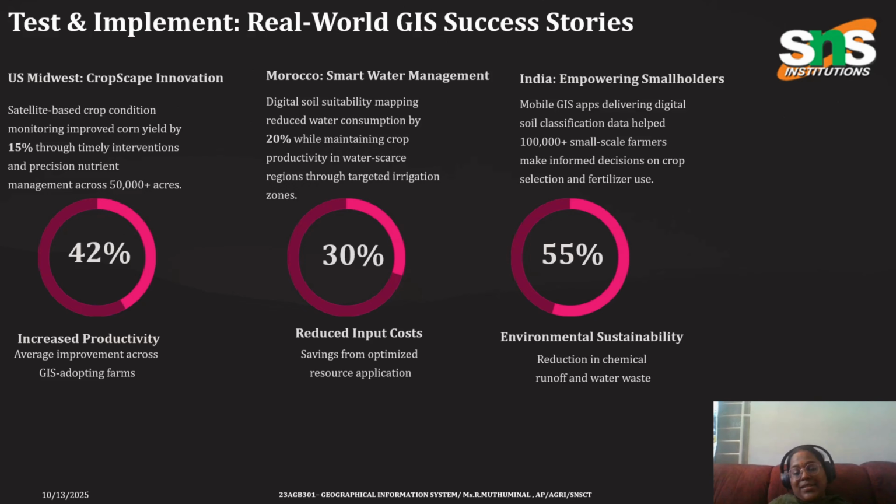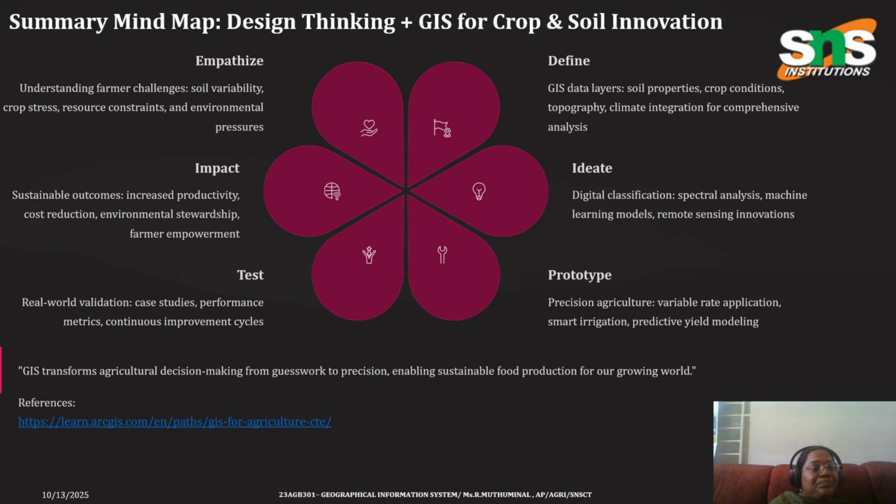If we incorporate GIS, we get increased productivity of about 42 percent, input cost reduction of about 30 percent, and environmental sustainability of 55 percent. This will lead us to reduce chemical runoff and water waste, and will also help us adopt GIS in farms to improve the crop yield.